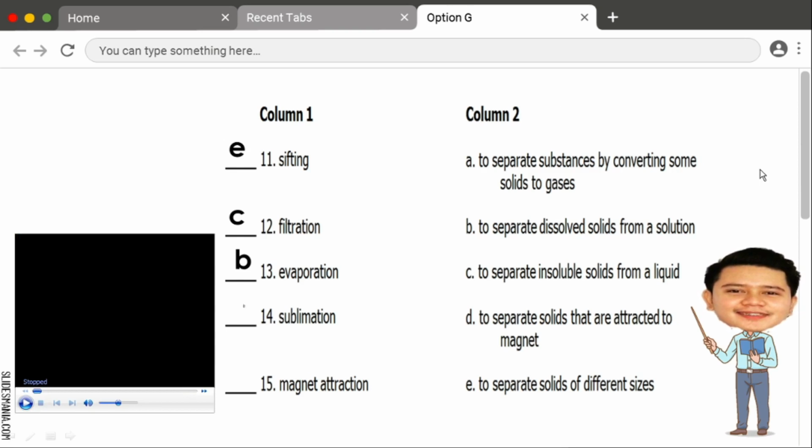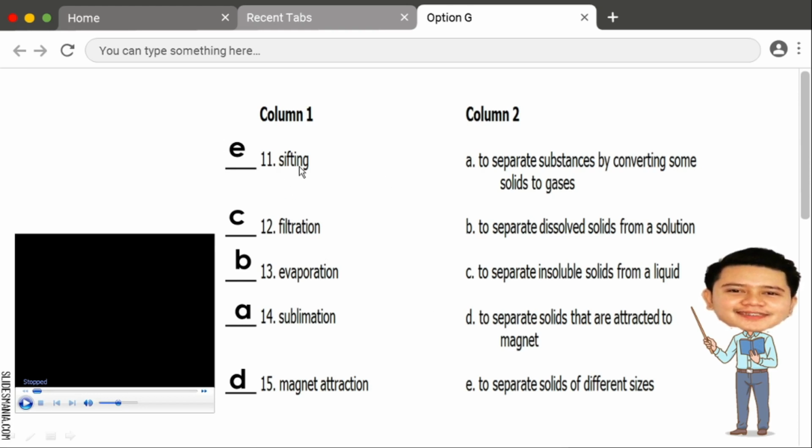Okay, the correct answer is letter A, to separate substances by converting some solids to gases. And of course, magnet attraction, the last description, which is to separate solids that are attracted to magnet. Look at the keyword, the magnet. So now let us read all these vocabulary words and their description.